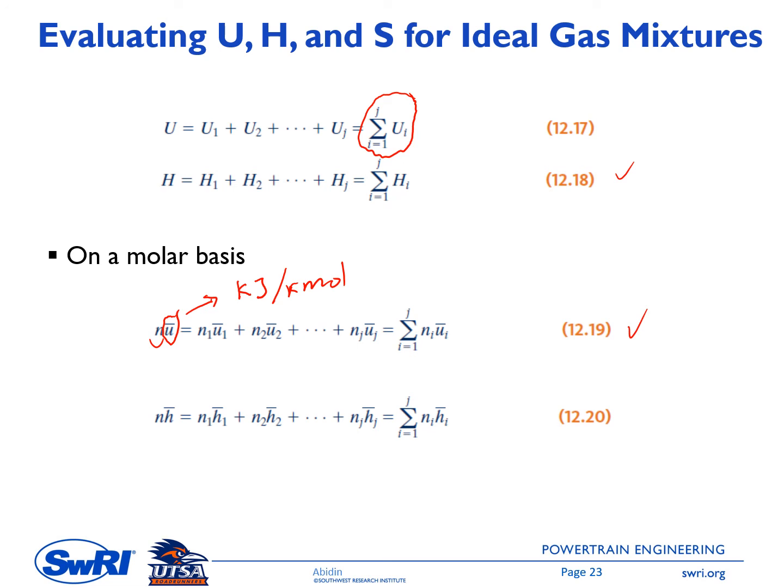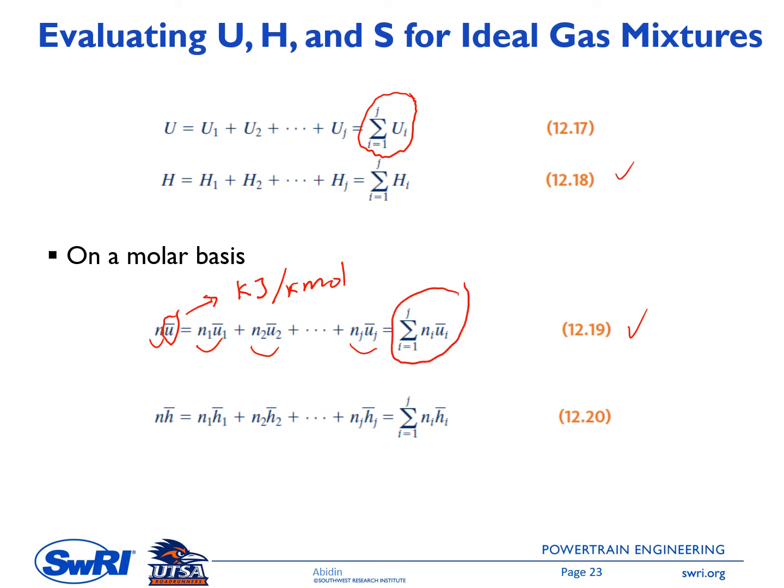So n, the total moles of the mixture, times u bar, the specific internal energy on a molar basis of the mixture, equals n1 times u1 bar. This is from component 1, and then this is from component 2 and so on through component j. And we have a compact form, this one.